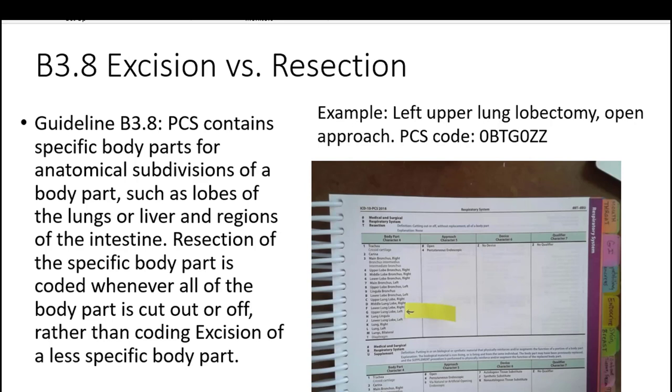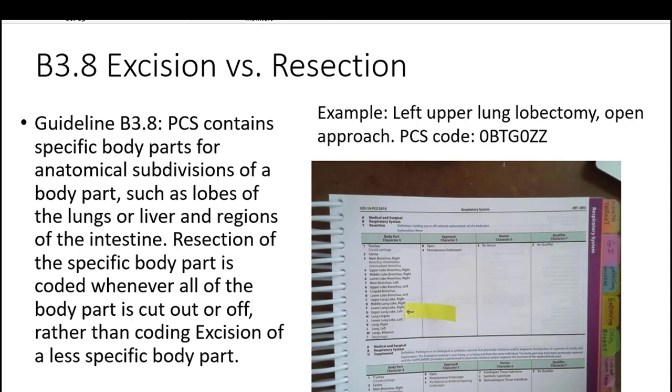Now, deciding if you're going to use root operation excision or root operation resection. This particular guideline addresses those body parts that have subdivisions, like the lobes of the lung, the lobes of the liver, the different regions of the intestine. If all of that body part is cut out, like all of the sigmoid colon is removed, then that is a resection, even though you've got other parts of the colon still there. If a certain part of the liver is removed, but all of that part, and you have other parts of the liver still there, you're going to code a resection. So that's what this is talking about, when you have body parts that have anatomical subdivisions.